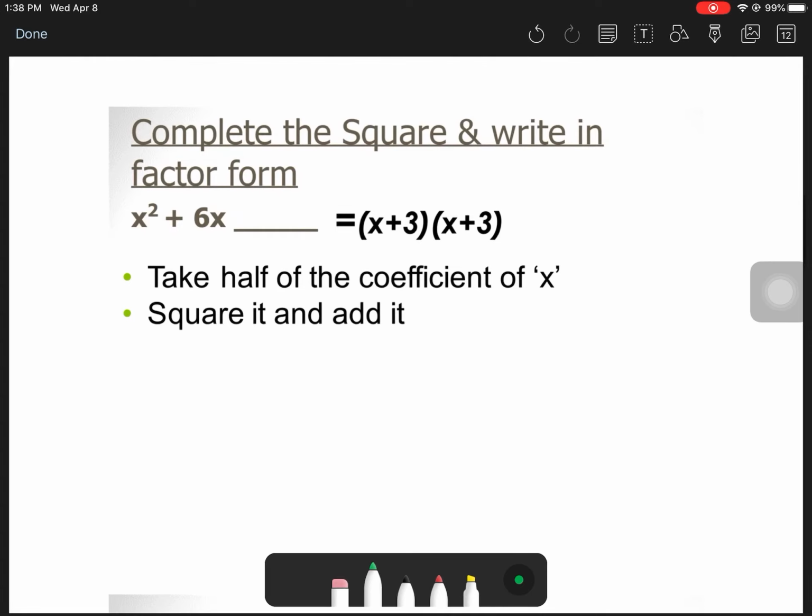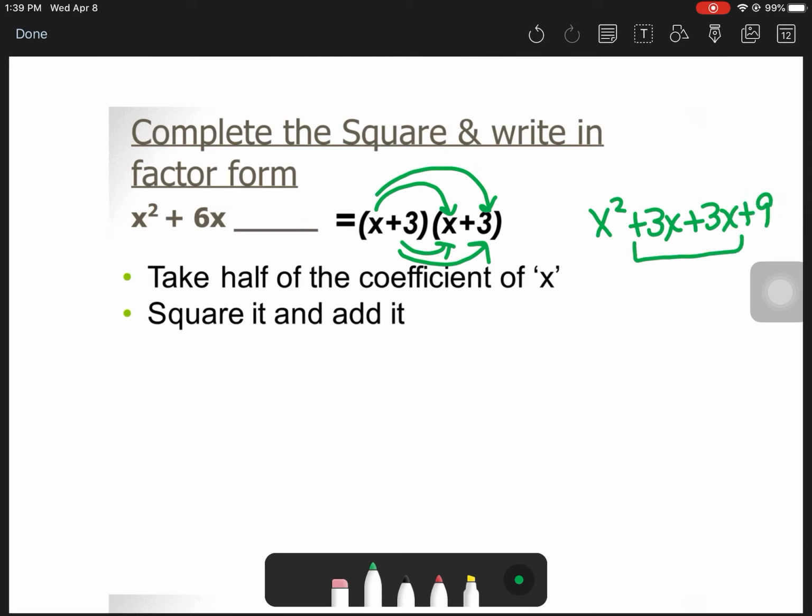So let's go back to where we had foiling. If we were to FOIL x plus 3 times x plus 3, we would get x squared plus 3x, and then we'd have 3x again, and then 3 times 3 would be 9. So when we combine like terms, we'd have x squared plus 6x plus 9. This is a perfect square trinomial because the x plus 3 is twice. It's a square. We write it out twice when we want to multiply it or FOIL it.